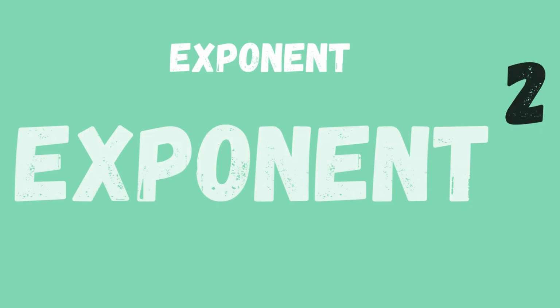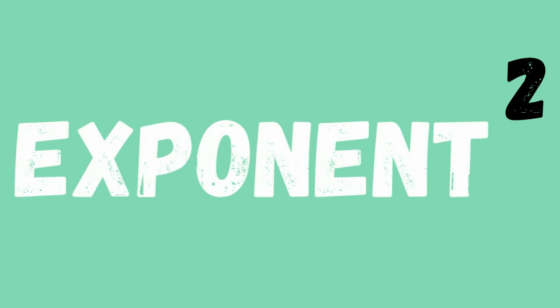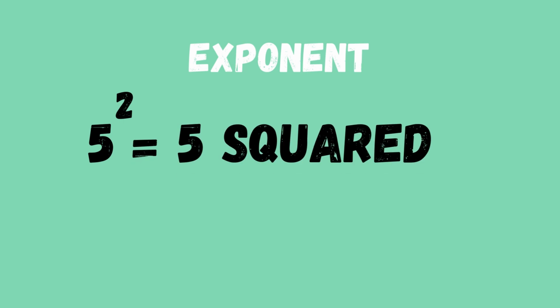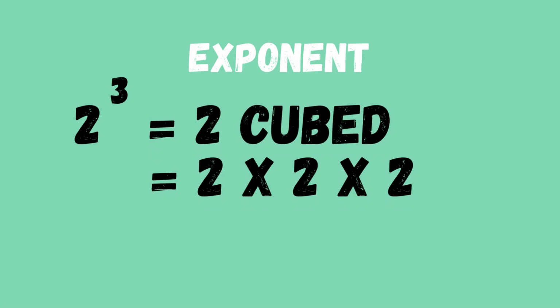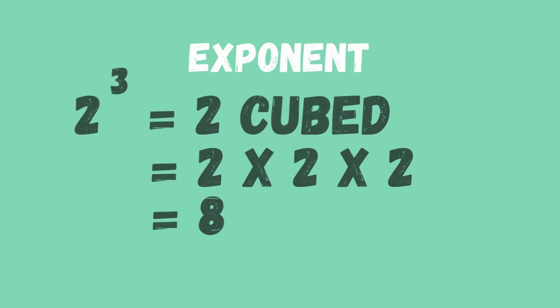Now, square numbers and cube numbers are both connected by what is called an exponent, or a power. That is, this small number above the number. For example, when 5 is powered by 2, this can be called 5 squared, which is equal to 5 times 5, which is 25, and 25 is a square number. This can be said about 2 to the power of 3, which is 2 cubed. This can be simplified to 8, and 8 is a cube number.